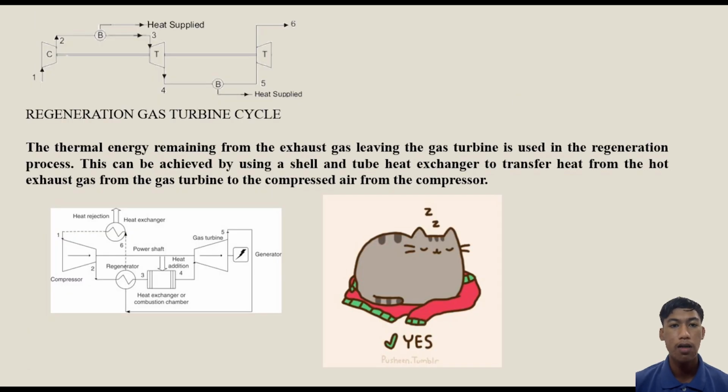Okay, next. Regeneration gas turbine cycle. The thermal energy remaining in the exhaust gas leaving the gas turbine is used in the regeneration process. This can be achieved by using a shell and tube heat exchanger to transfer heat from the hot exhaust gas from the gas turbine to the compressed air from the compressor.